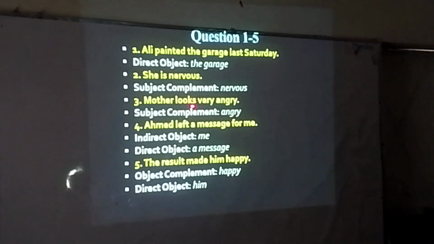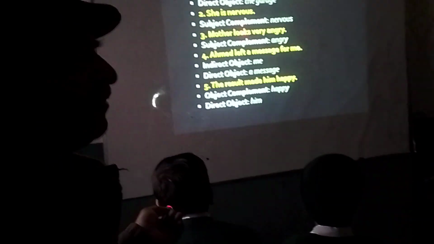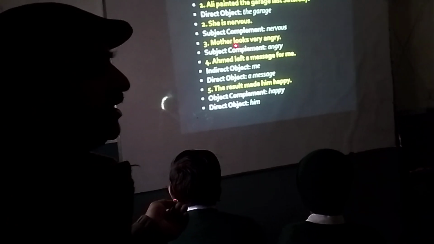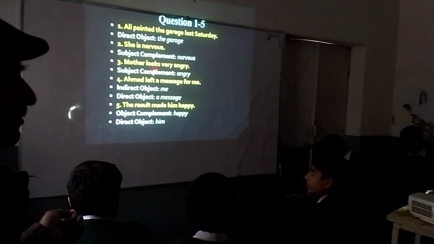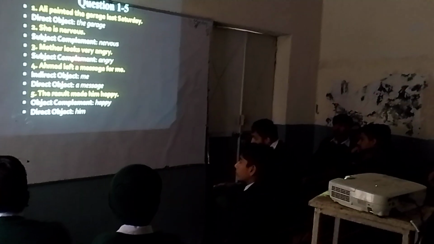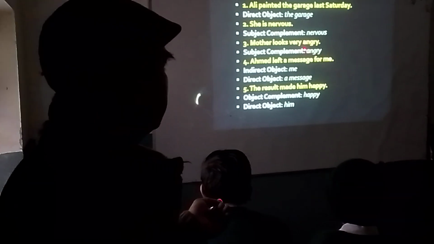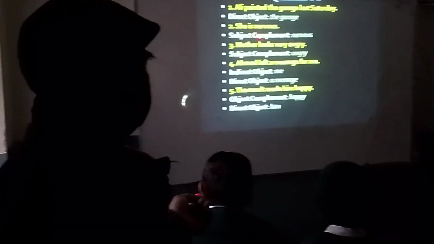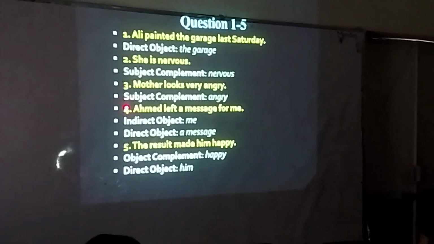If I simply say "mother looks very," will you understand the full meaning of the sentence? Sir, how mother looks very? What do you mean? Until and unless I write angry or happy or something like that. So this angry is completing the subject, mother. Clear?